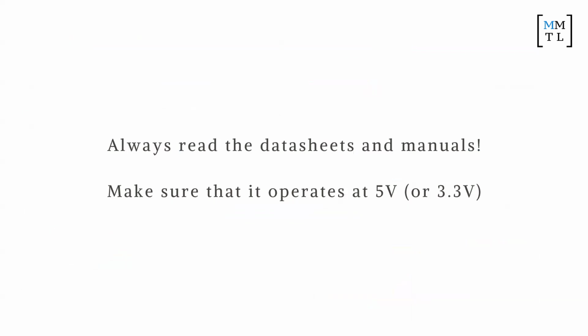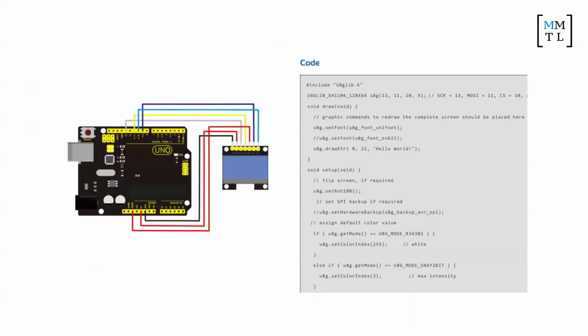Right, always read the data sheets and manuals, right? So just get used to it, particularly later for one of the projects, and make sure that it operates at 5 volts. Okay, so Arduino always operates at 5 volts or 3.3 optionally, right? So just make sure that whatever you're using actually operates at that level.